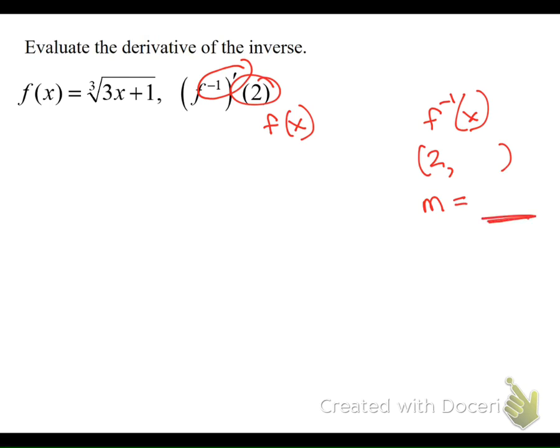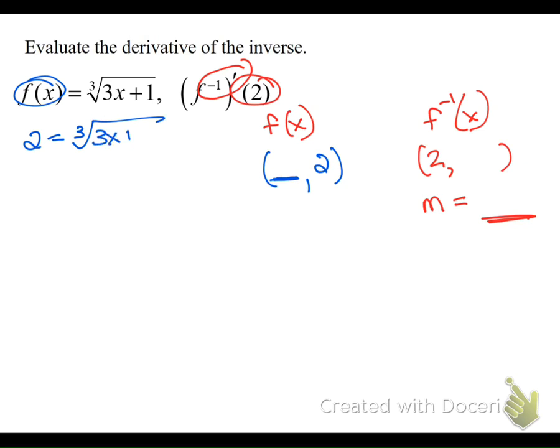Well, if it's an x on the inverse, then it's really a y on the original. I need to find the x that goes with it and find the slope at that value, and that won't be my answer. I'll still have to flip it. Okay? So first, what is the x coordinate that goes with this y? Well, if y is 2, that means this guy right here is 2.